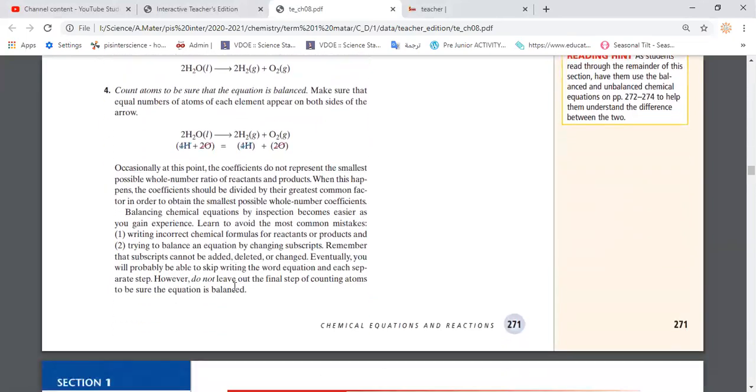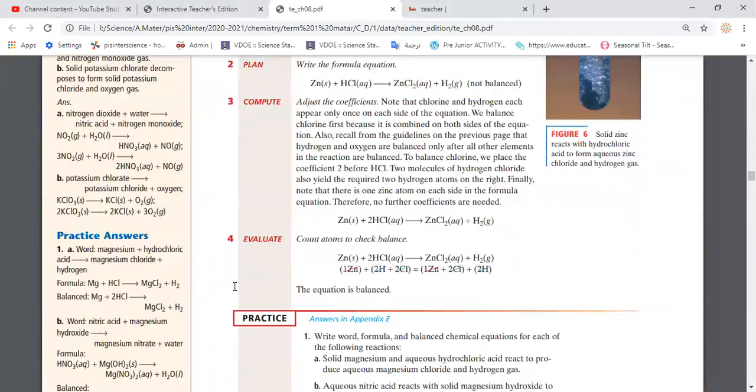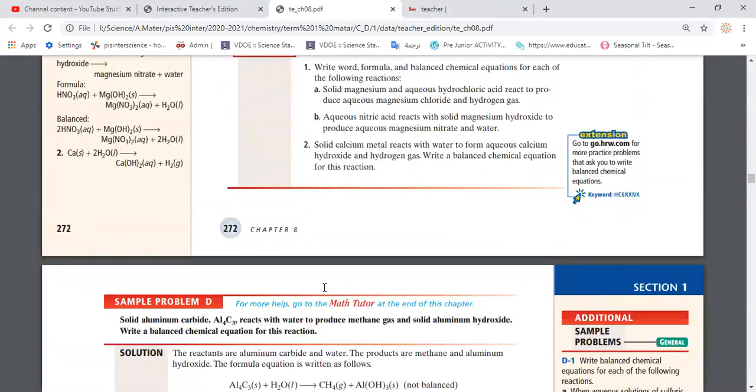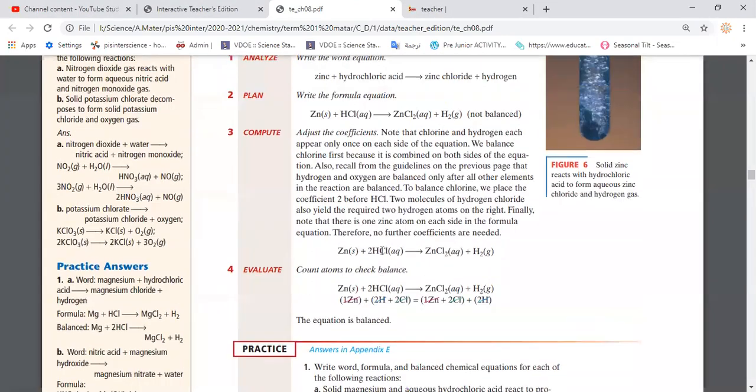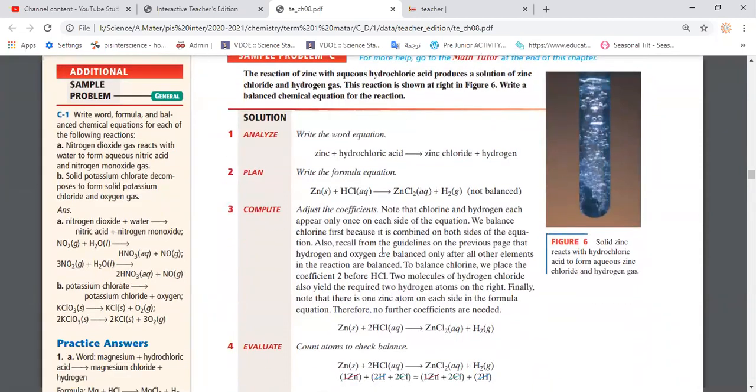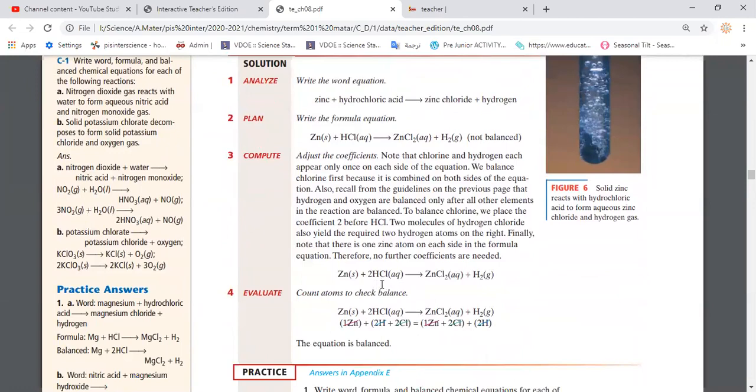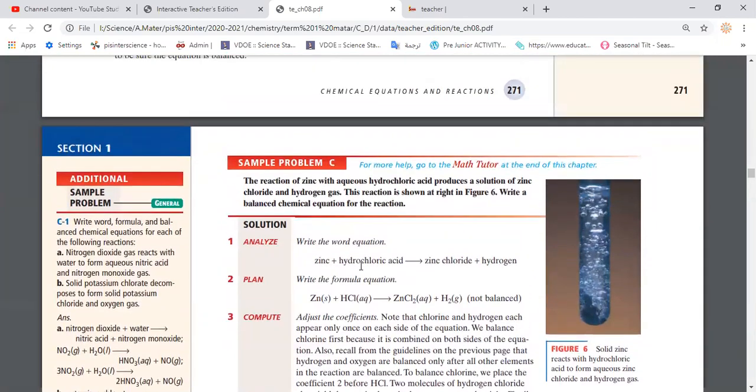So let's do some practice to be sure about this, guys. Let's try to balance this chemical equation. Zn in solid state reacts with hydrochloric acid in aqueous solution to produce zinc chloride plus hydrogen gas. So how could we balance this chemical equation?